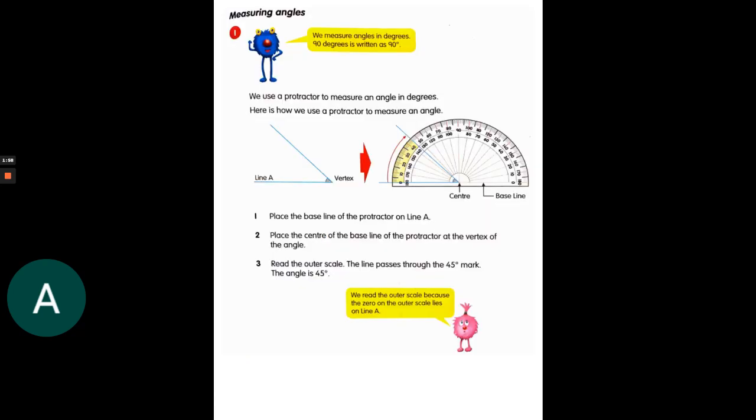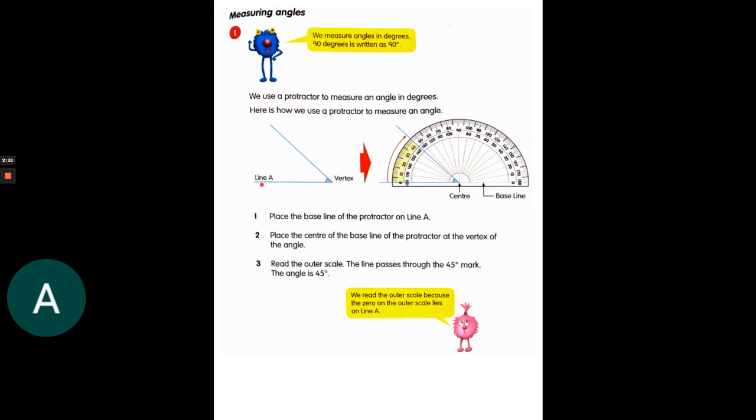So you're just going to listen at this point and pause if there's something you're not sure of. Rewind, listen to it again. Or maybe if you're able to, have a discussion with your adult about it. So we measure angles in degrees. 90 degrees is written as 90 with a superscript circle that sits in the air, 90 degrees. We use a protractor to measure an angle in degrees, and here is how we use a protractor to measure an angle.